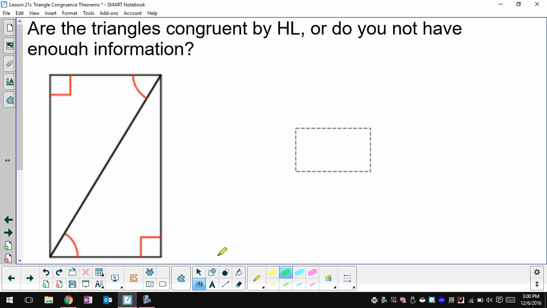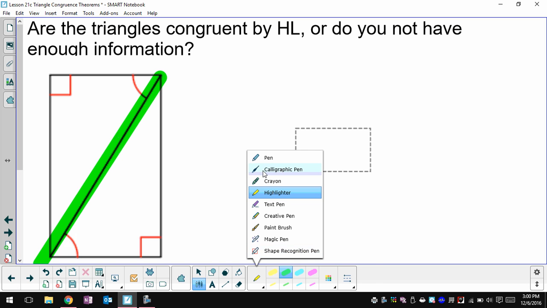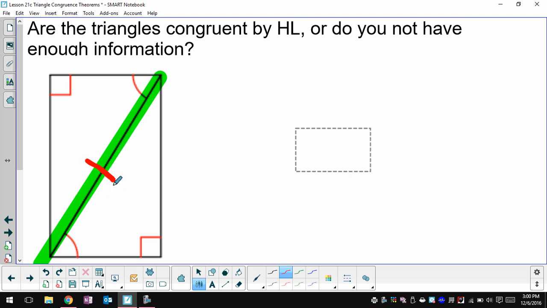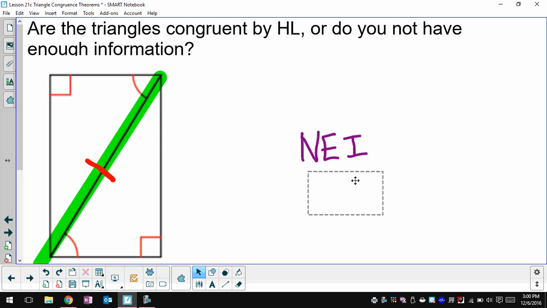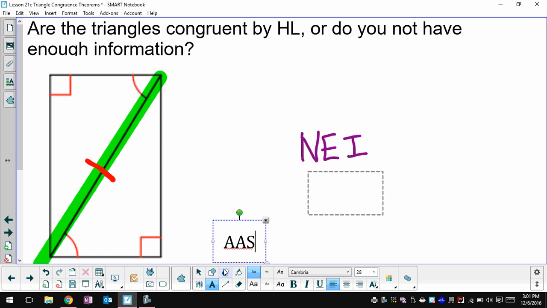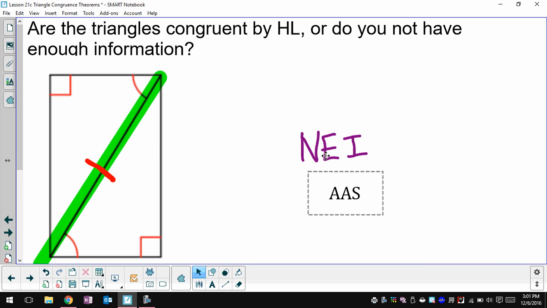If I look at these two, they're right triangles. Again, I have the right angle symbols. I have the reflexive property here, so that's showing me that the hypotenuse in both triangles is congruent. But now I don't know anything about the legs. I do know something about this pair of angles, but I don't know anything about the legs. So I cannot say hypotenuse leg. But what I could say is angle, angle, side, and I should have written that, so I'll type that in there. I don't have enough information to call this hypotenuse leg, but I could say angle, angle, side.